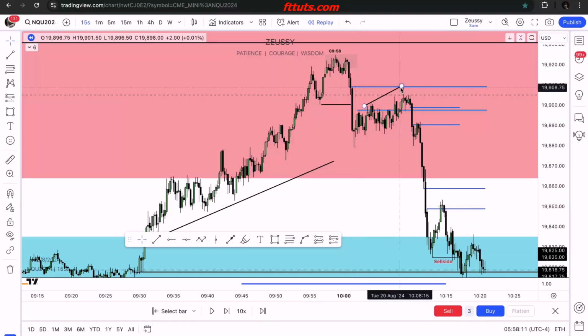And how many times do you need to capture a move like this in which you're able to, let's say, capture 100 points on the Nasdaq? Be honest with me. How many times a week would you need a move like that in order for you to be deemed a good trader for yourself? Start putting realistic expectations in your mind.